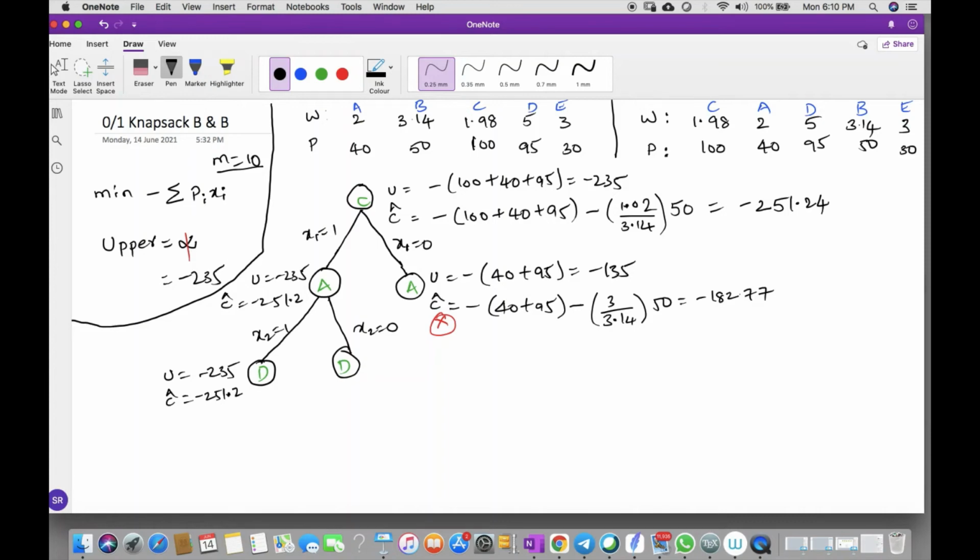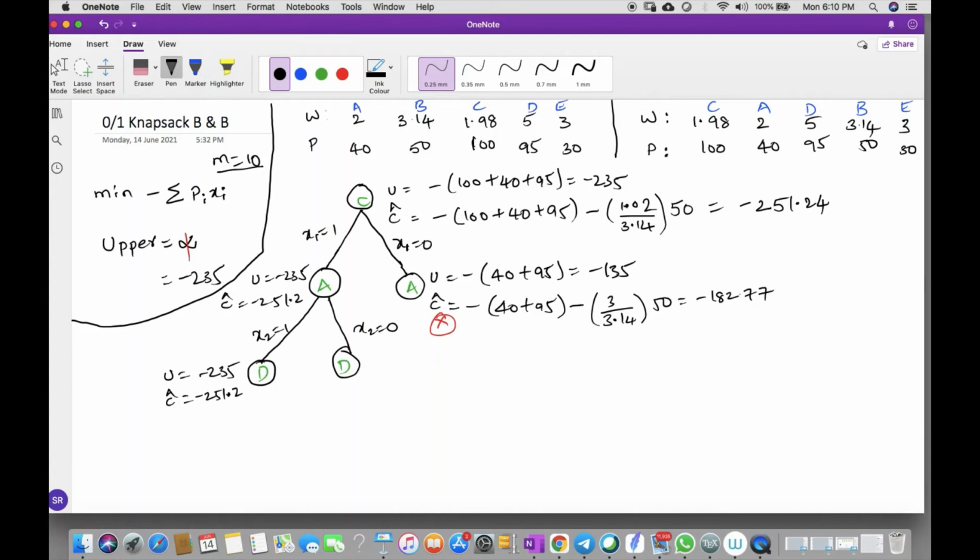So our job is to figure out which of these nodes can generate the better upper value, so that we can update it and find out the optimal one. So we have done with this particular node. So let us now pursue this x2 is equal to 0. So x1 is equal to 1 and x2 is equal to 0.